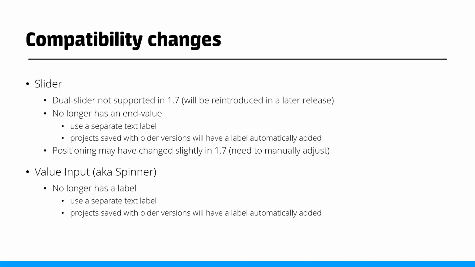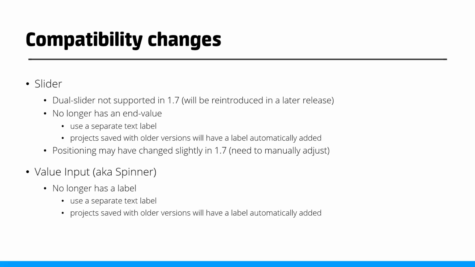For the same sort of reasons, the value input no longer has a label. You used to be able to put numbers in the value input and have a spinner with up and down arrows. All of that is still there, but the external label that says what the value is is no longer part of the spinner.